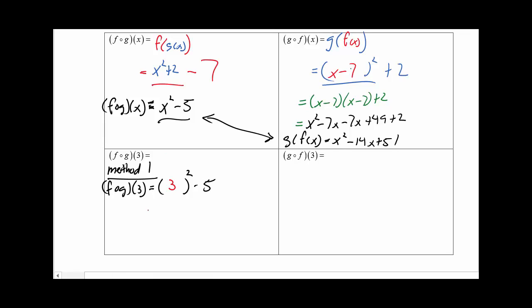So I can just put the 3 in. And that'll give me 9 minus 5, which is 4. Okay. However, what if I haven't done all that work and figured out what the equation is?